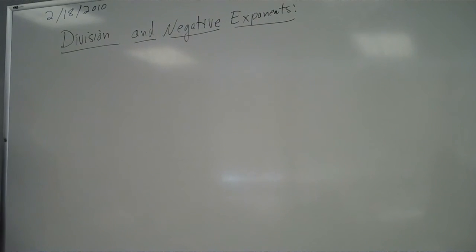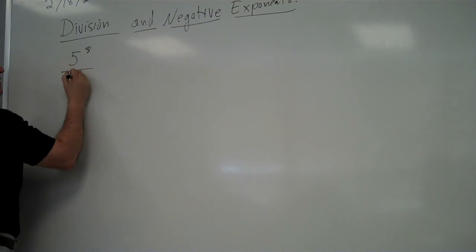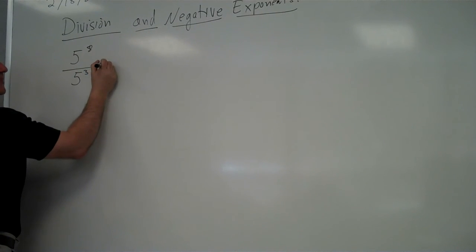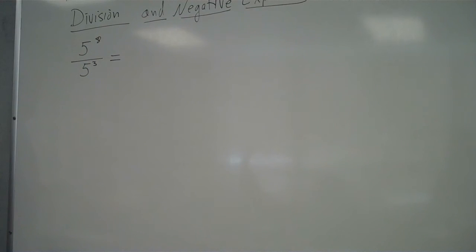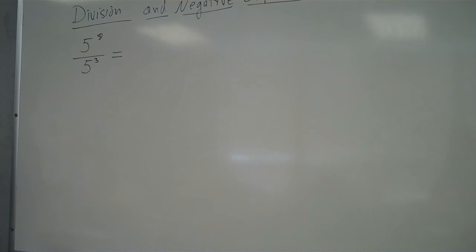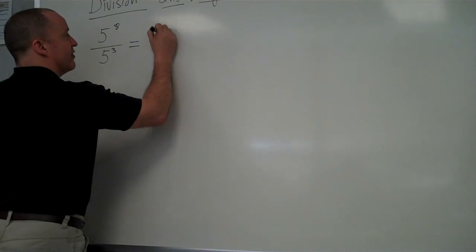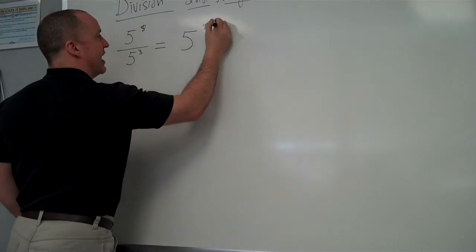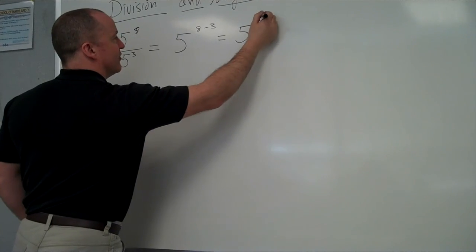Well, we went over this rule a little bit, okay? If I have 5 to the 8th power divided by 5 to the 3rd power, what do I do with these exponents? Keep them the same, right? Nope. Don't add them in this case. We add them when we have multiplication. You subtract them. This would become 5 to the 8th minus 3, which equals 5 to the 5th power.